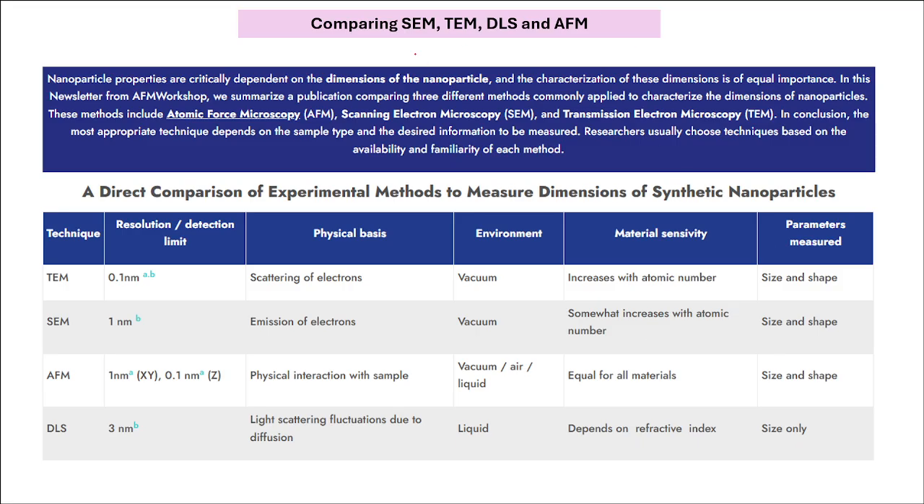Now, comparing all these techniques that we have studied so far: scanning electron microscopy, transmission electron microscopy, dynamic light scattering, and atomic force microscopy. Nanoparticle properties are critically dependent on the dimension of the nanoparticle, and the characterization of these dimensions is of equal importance. In this newsletter, the source from where I have taken this section, they summarize a publication comparing three different commonly used methods for the dimension of nanoparticles. Now see the differences: the resolution or detection limit.